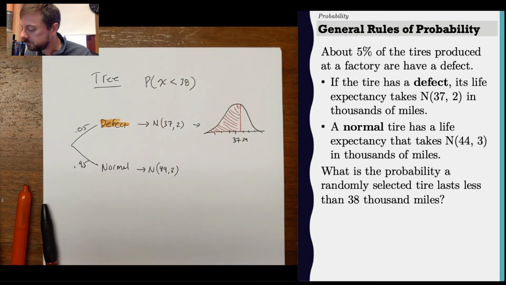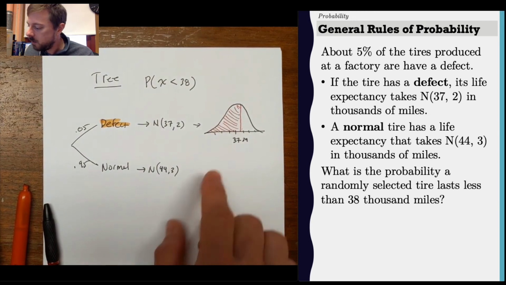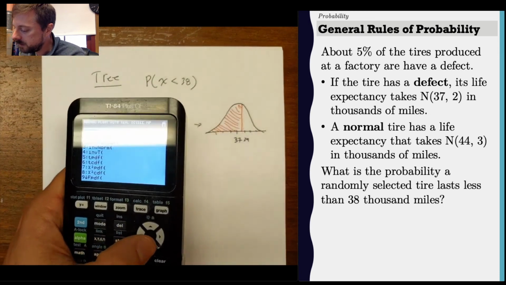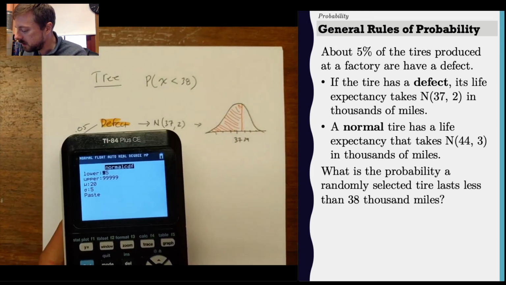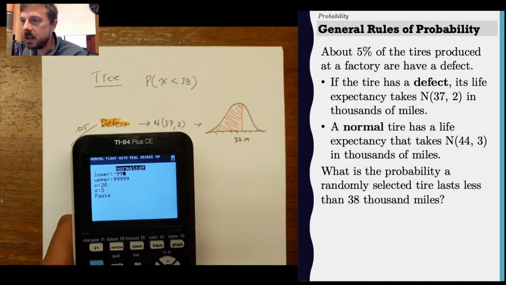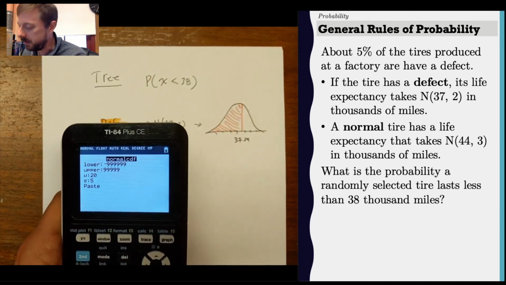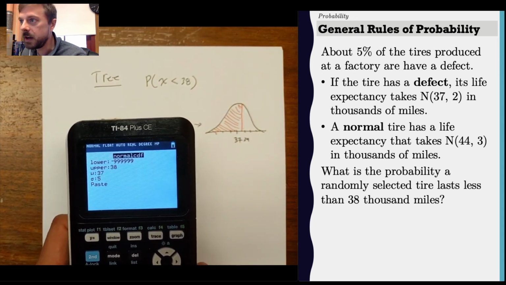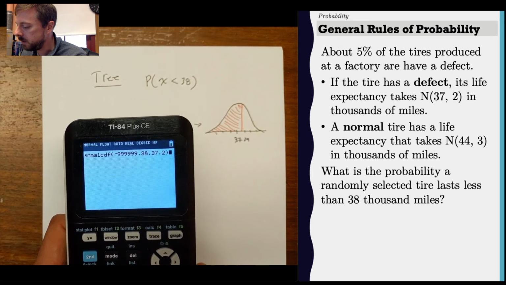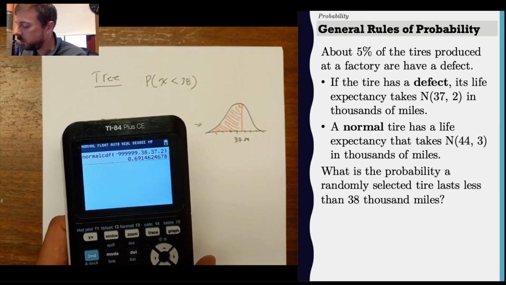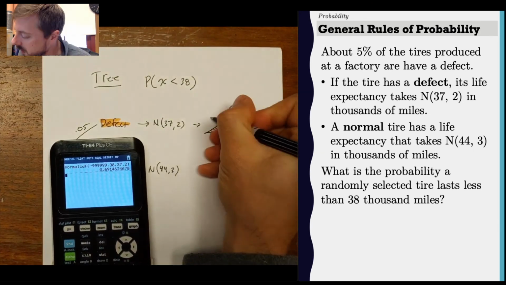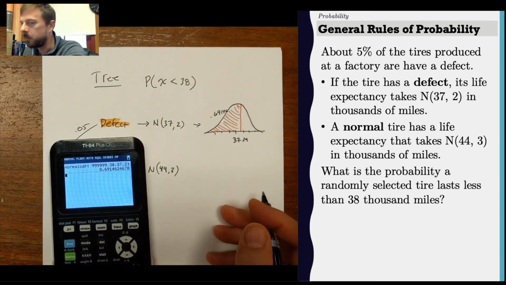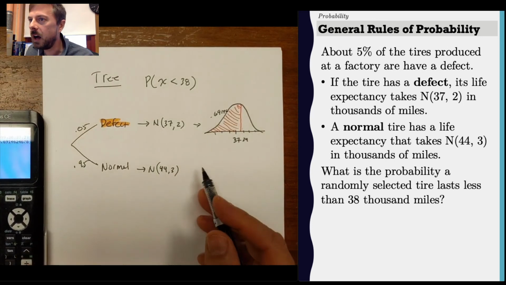All right, well, let's think about what that actual probability is. Let's go into our calculator and calculate it. So I'll hit second vars, normal CDF. I'll do everything from negative infinity to my upper bound. Let's say that's 38. The mean was 37. The standard deviation was 2. Let's hit paste and 69.146. So that's the probability, 0.6914, 69.146%. So pretty high probability of a defect there.